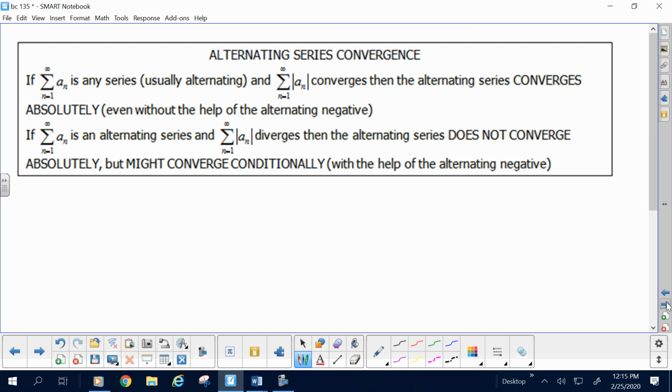Alrighty, so let's talk about what this looks like. If you're given an alternating series and the series after removing the absolute value converges, in other words, even without the negative it still converges, then you would say the series converges absolutely. If, however, you take out the alternating negative and the series does not converge absolutely, then you could say it doesn't converge absolutely, but it might converge conditionally, we'll prove that later. For now, you'll just say it doesn't converge absolutely. Maybe it would with the negative, all right?